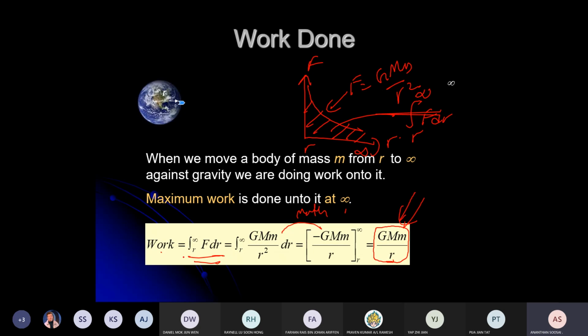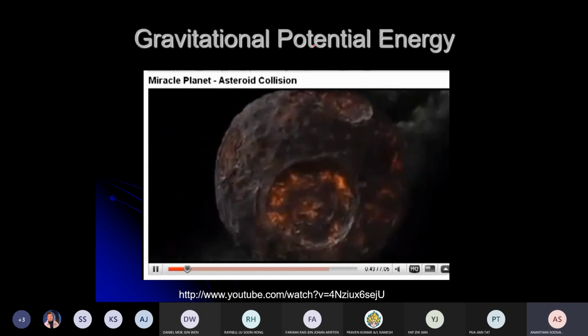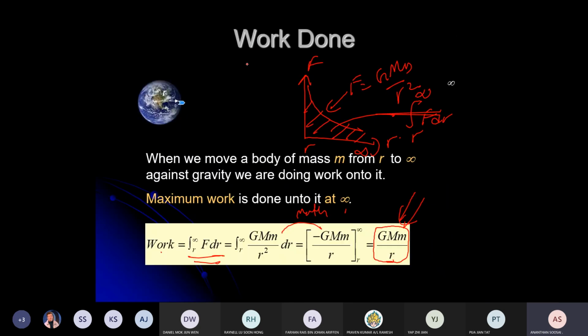So why am I telling you about this work? What is our core topic of discussion here? We are talking about gravitational potential energy. The new definition, I think the original one, is related to this work actually. The work done from r to infinity is GMm over r. Now I show you what gravitational potential energy is, the original definition.